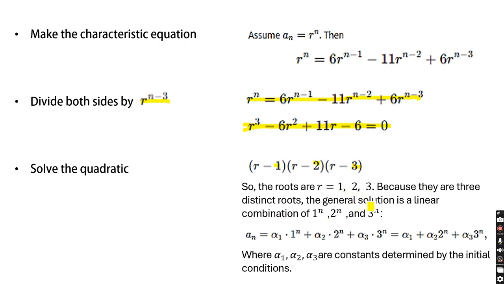So the general solution is a linear combination of 1^n, 2^n, and 3^n. So a_n is equals to a1 times 1^n plus a2 times 2^n plus a3 times 3^n, which is equals to a1 plus a2 2^n plus a3 times 3^n, where ang a1, a2, and a3 are constant nga determined by the initial na mga conditions.